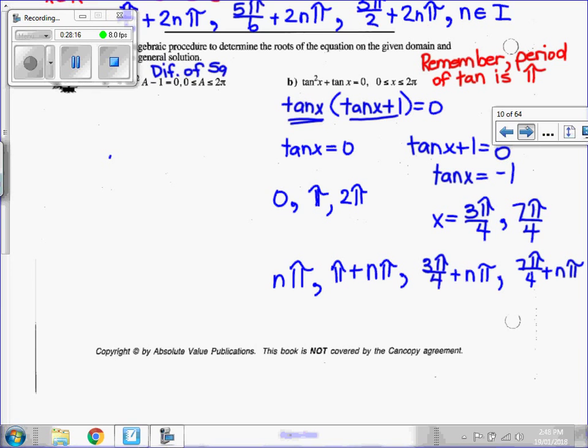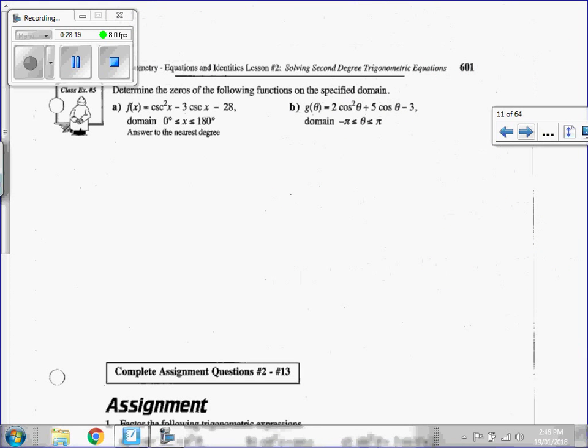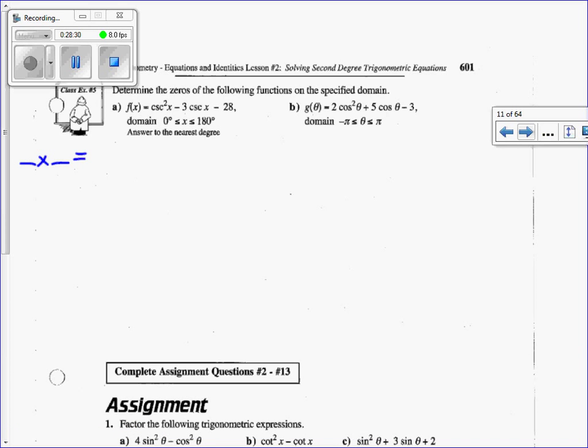Okay, flip over to the next page, and this time we have a domain that is specified, and so we have to answer to the nearest degree. This question is in degrees, and if I'm going to factor this, I'm looking for two numbers that will multiply to give me -28, and those same two numbers will add to give me -3. So I'm looking for -7 and +4. Okay, so that would factor to cosecant x - 7 and cosecant x + 4. And that equals 0.